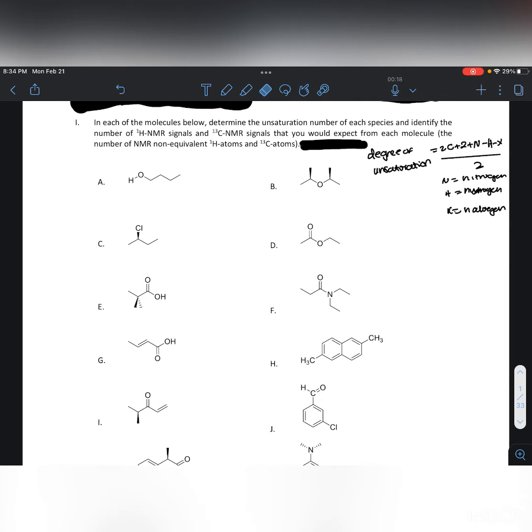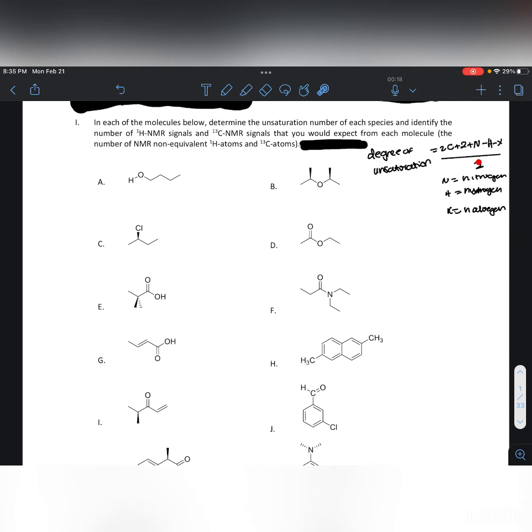So today I thought it would be kind of fun to go over some of the problem sets that I went over during my tutoring session. This question is asking us to first determine the degrees of unsaturation, and also determine the type of signals that you see in your 1H NMR and 13C NMR. So let's start off with what is degrees of unsaturation.